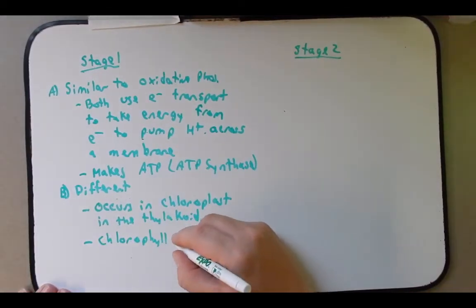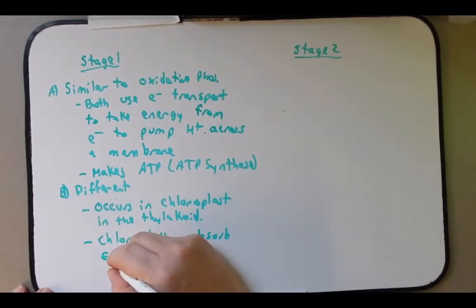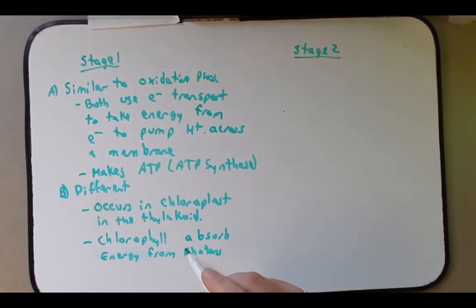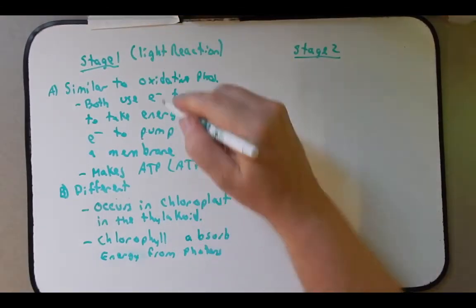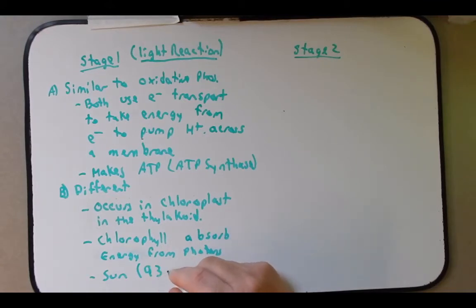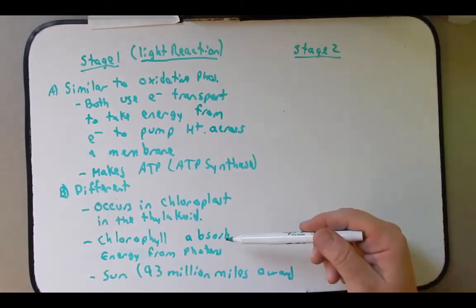And these chlorophylls absorb energy from photons from the sun. This is why we call this sometimes the light reaction. So remember, this is all generated from light. And that light comes from the sun. And I always find this amazing because the sun, right, is 93 million miles away. This giant star, so many miles away, is what generates stage 1, the light reaction.